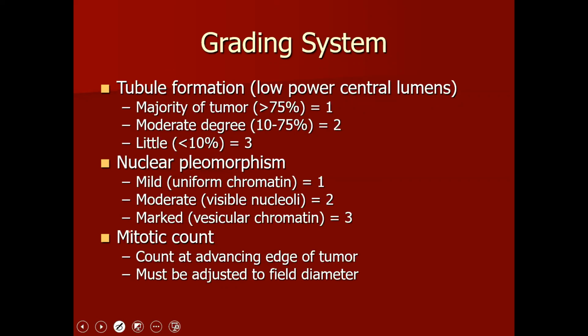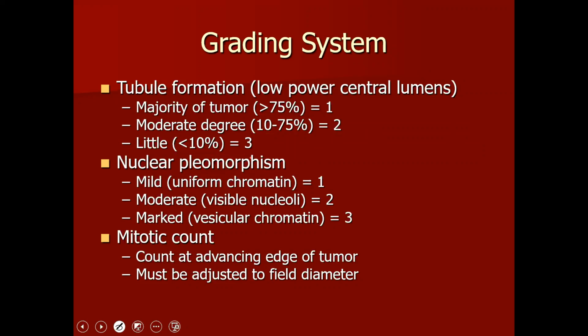So the way you do each of these is that for tubule formation, it's a low power assessment. I constantly remind people during sign out that we need to do this at low power. What that means is that we're looking for lumens, at low power, we're looking for circles, like clear lumens. Not sheets of cells, but clearly identified glands. And then we quantify those glands. So if it's the majority of the tumor, then they get a score of 1. If it's 10 to 75%, then they get a score of 2. If it's less, you get a score of 3.